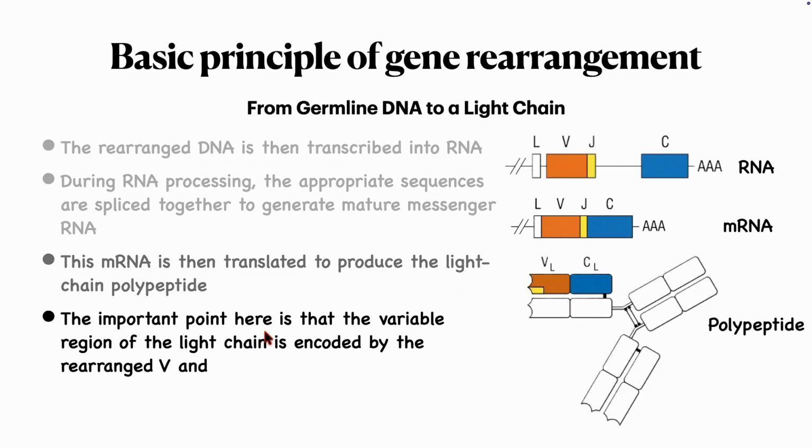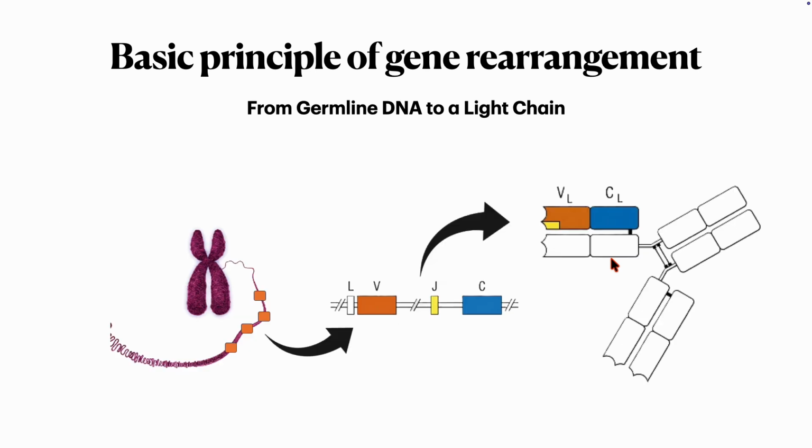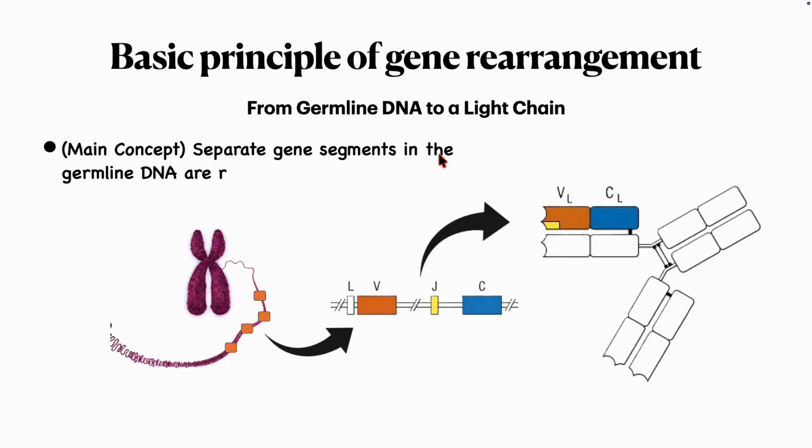The important point here is the variable region of the light chain is encoded by the rearranged V and J gene segments, while the constant region is encoded by the C segment. You don't need to memorize every molecular step at this stage, but the main concept is separate gene segments in germline DNA are rearranged to create a functional immunoglobulin gene.